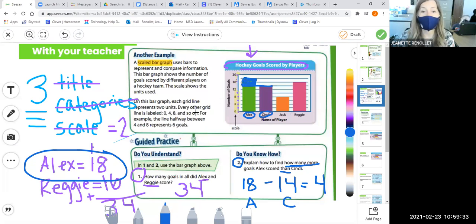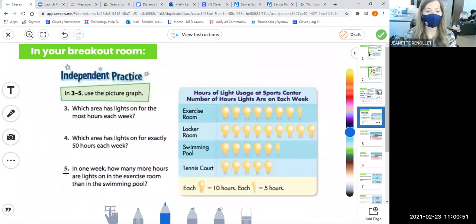Today we are going to continue using graphs, using the title, the categories, the scale to help us answer questions. Take a minute to make sure you have number 1 and 2 recorded. Okay, we are ready to go on to slide number 4. Please click on slide number 4 and look at our picture graph. We are going to identify some helpful information with our picture graph before we answer some questions.